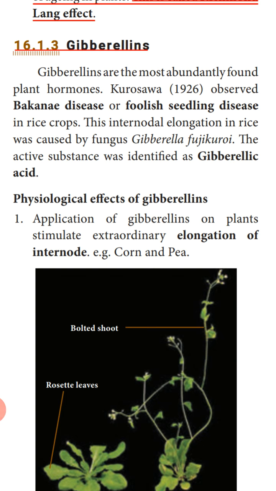In the previous classes, we started a new lesson, lesson 16, dealing with plant hormones. So, in that we studied there are 5 types of plant hormones found in the plant. Some of them are growth promoters, and some of them are growth inhibitors. So we studied the 5 plant hormones.